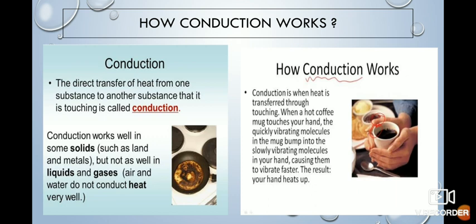The most important thing that you have to remember in conduction is the molecules do not move. Since it's a solid, remember, most of the conduction takes place in solid. In the solids, what happens? It is very, very tightly packed and they cannot move. That's why they can only vibrate, and this vibration is passed from one molecule to another. But the molecules themselves do not move.